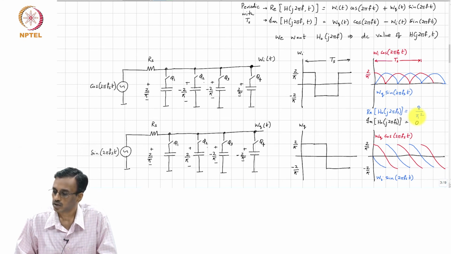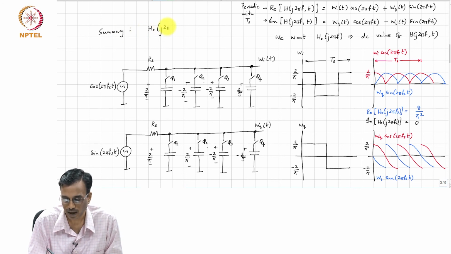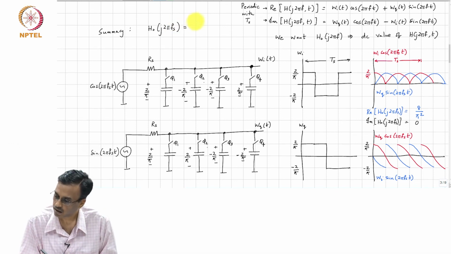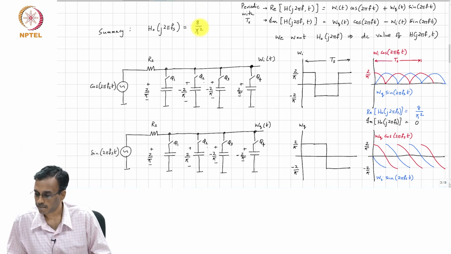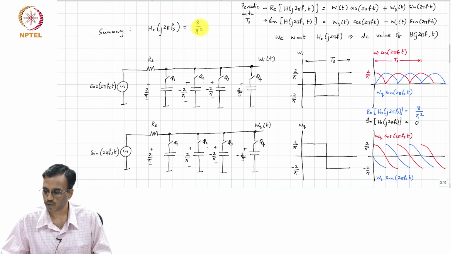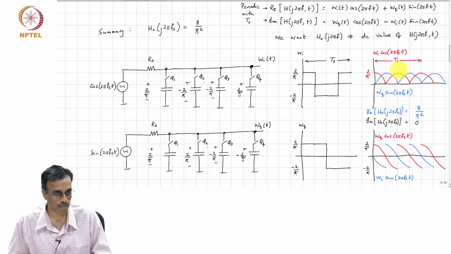Okay. So, therefore, the summary is that H0 of j2 pi Fs is 8 by pi square. A couple of things that I would like to draw your attention to. To find the real part of H of j2 pi Fs, we have to actually add the red waveform and the blue waveform, right.